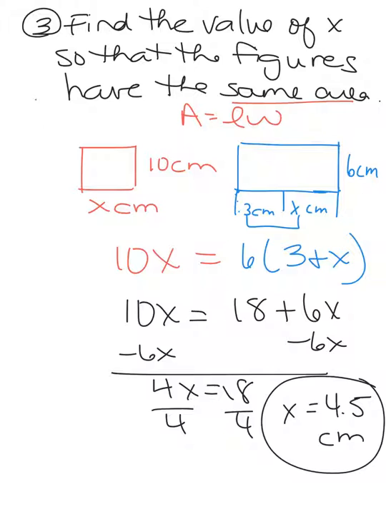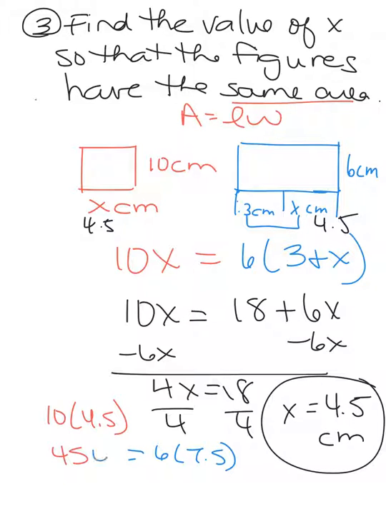Now I would love to be able to verify that that's true. So if I plug 4.5 back into my diagram, in my red diagram, if I have 10 times 4.5, that's going to give me 45. And I'm wondering if that equals what I have on my blue diagram, my rectangle there. So that gives me 6 times, and then 3 plus 4.5 gives me 7.5. That also equals 45. So I have 45 is equal to 45. So I know that 4.5 centimeters is the correct value for x.